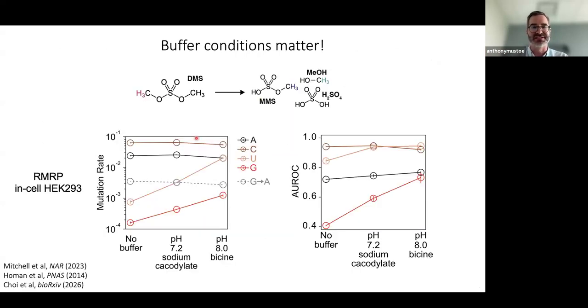The one thing I will note is that if you're trying to do this experiment, buffer conditions matter a lot. DMS decomposes in water into sulfuric acid, and that means you're going to have a precipitous drop in the pH of the reaction pretty quickly. If you don't have a sufficient buffer in your reaction, the pH is going to drop, and that's going to significantly impact your ability to measure these mutations at U's and G's. So just be aware of that.